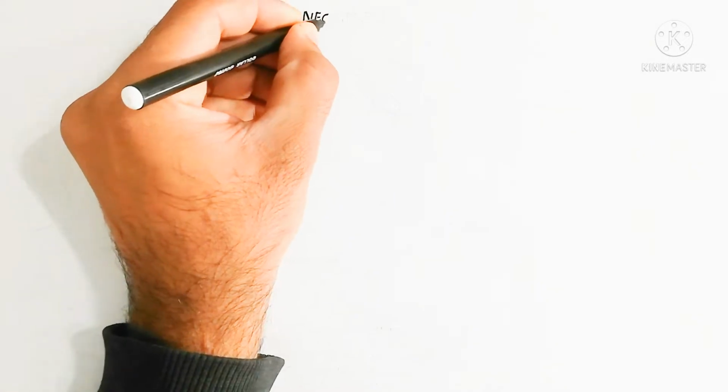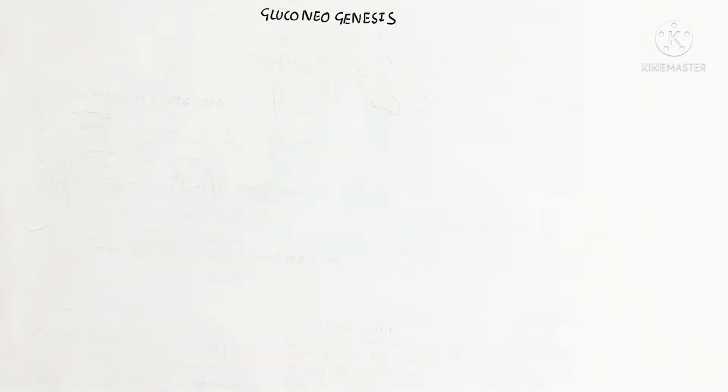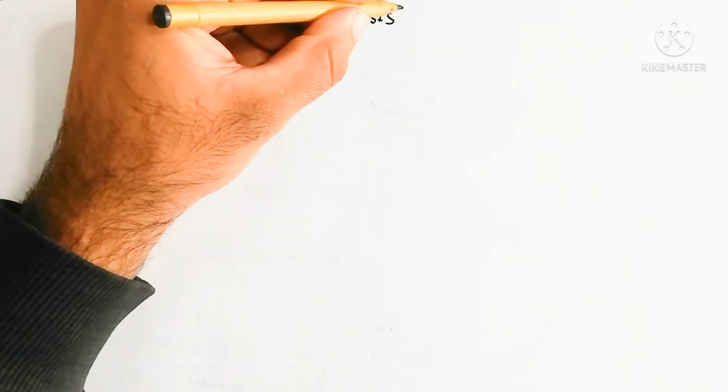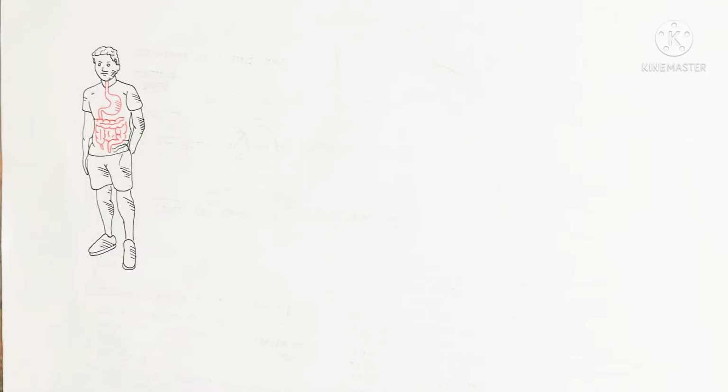Hello, we will discuss gluconeogenesis. Gluconeogenesis means glucose, neo means new, and genesis means formation. So gluconeogenesis is the new formation of glucose again after the breakdown of glucose during glycolysis.